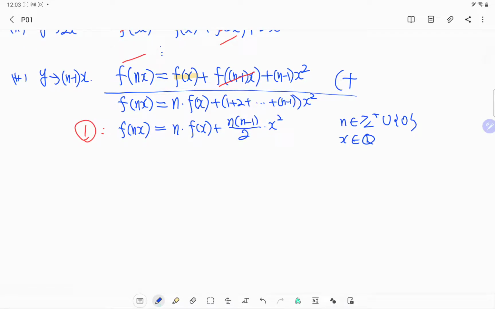So actually, up till now, we have already proved this one for x, n, not yet. So this is a very interesting one. This is actually an important one.